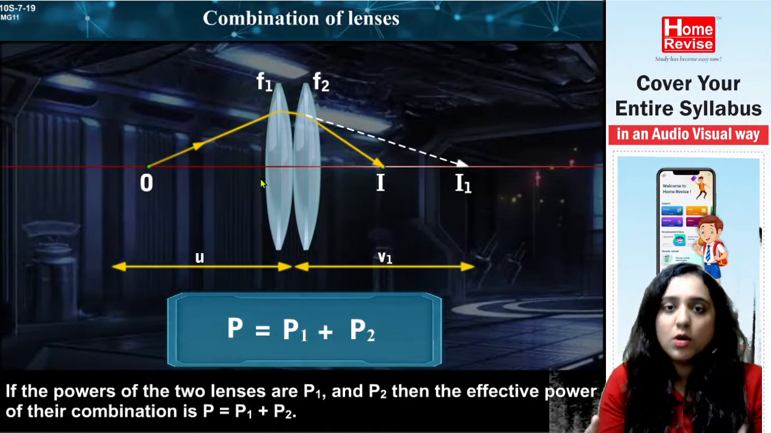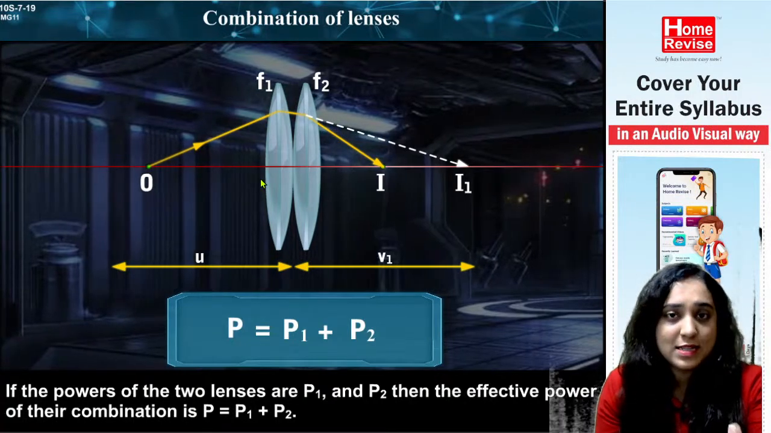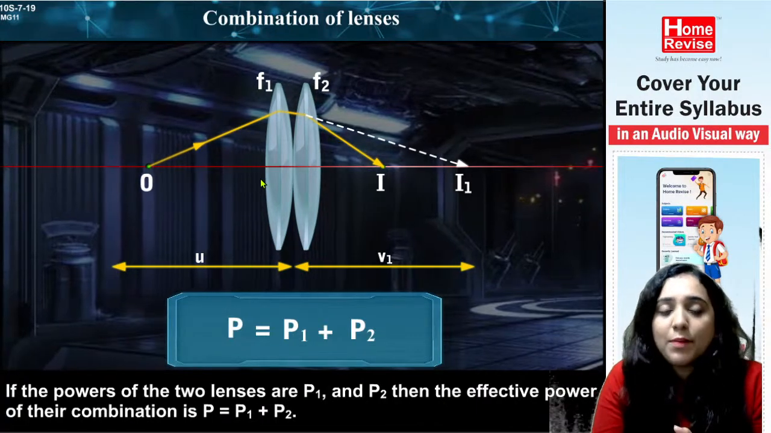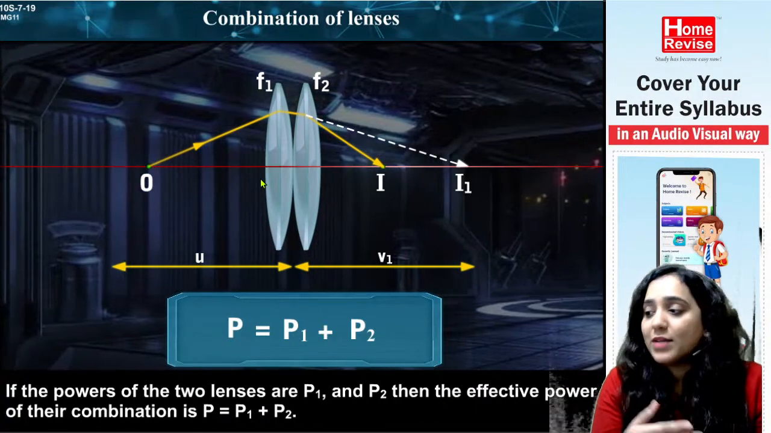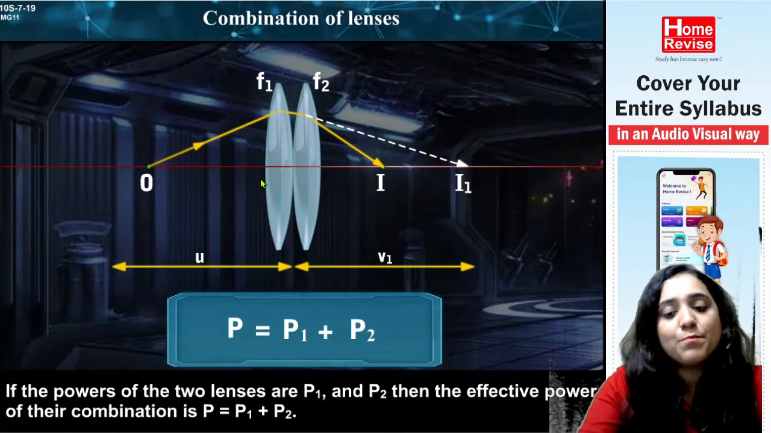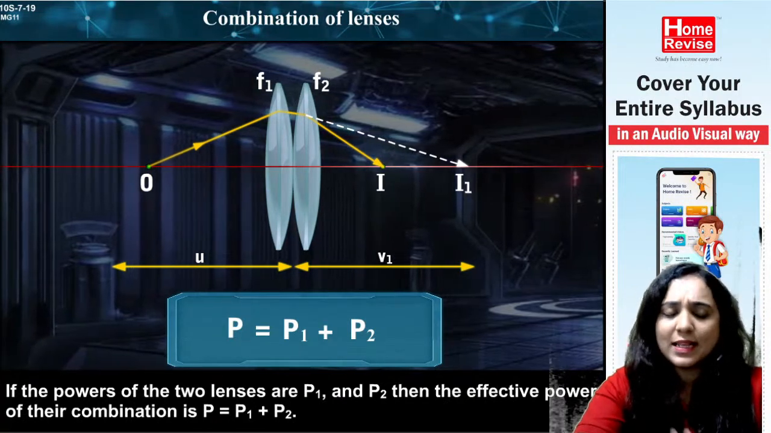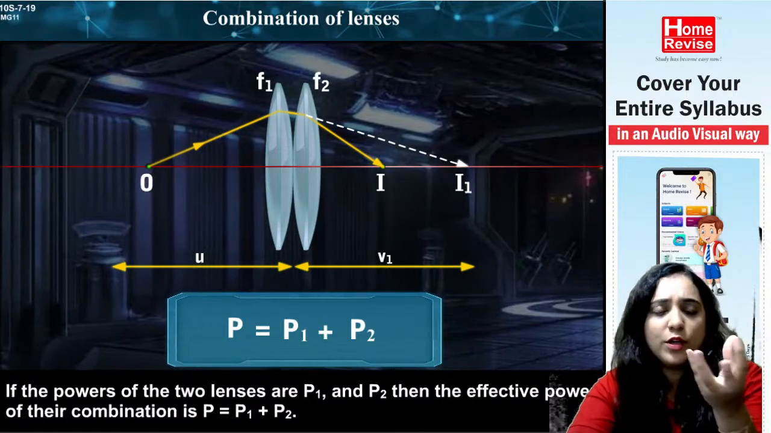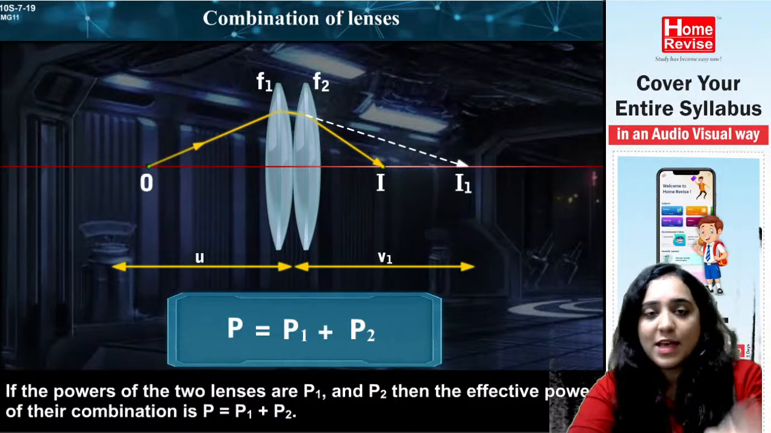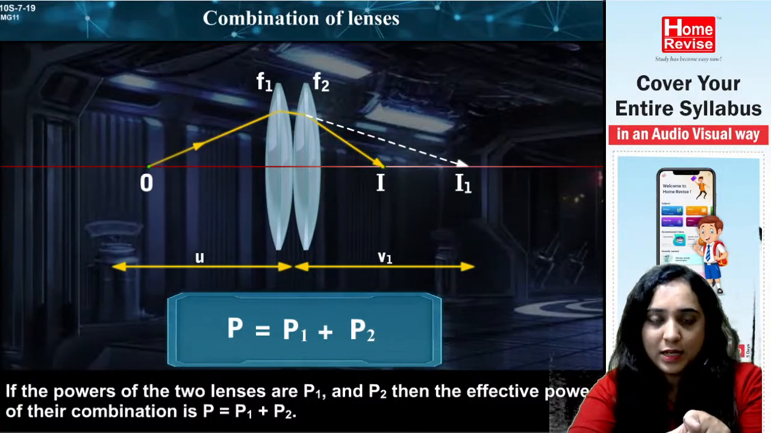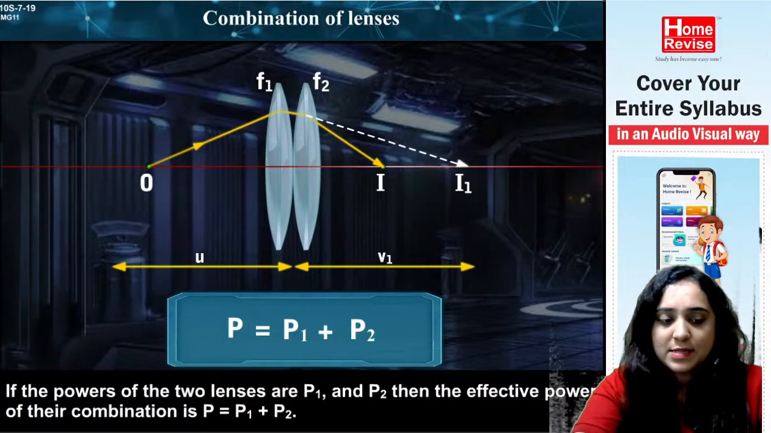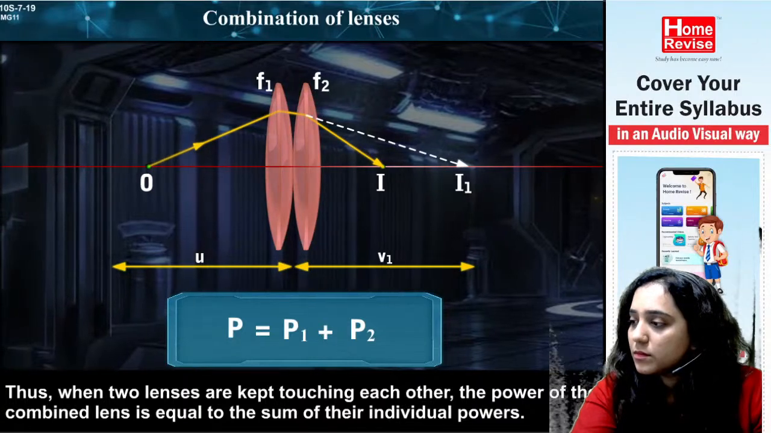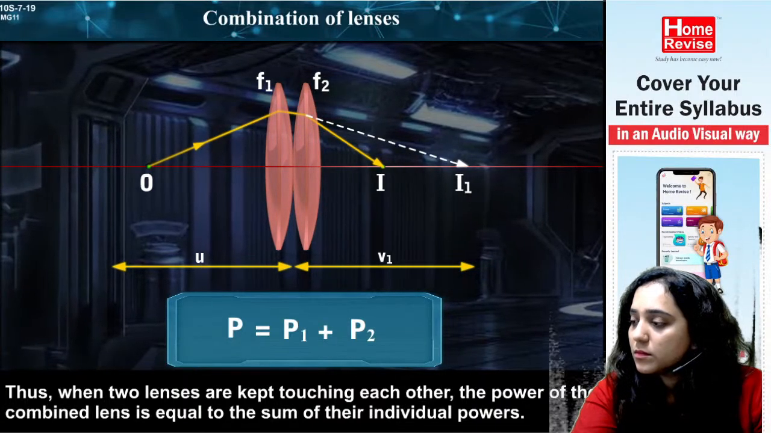Similarly, for the power also, for the first lens we will say the power is P1 and the power of the second lens is P2. And if I want to calculate the total power of the combination, we will say power equals P1 plus P2. Understood? Yes. So basically nothing to worry about. Just as for focal length, if you want the combination of it, it is given by the formula with f1 and f2, and if you want the power of both lenses, it is P1 plus P2. Okay, please understand this thing. Thus, when two lenses are kept touching each other, the power of the combined lens is equal to the sum of their individual powers.